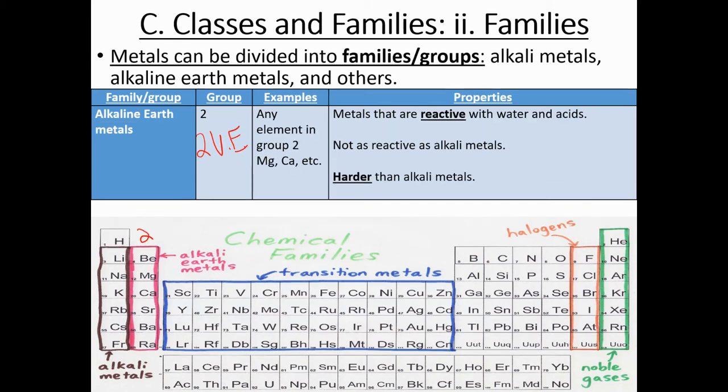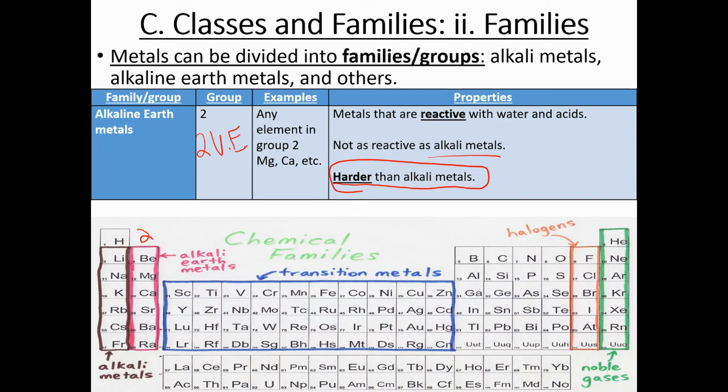Now, group 2 metals, they are reactive with water and acids as well, but just not as reactive as the alkali metals based on the number of valence electrons. And they're not as soft as alkali metals either. They're actually harder than alkali metals. So these are some typical common properties you'll often hear about the metals in group 2. But they are very similar to each other. Group 2, so beryllium has similar properties to magnesium, to calcium, so on and so forth, all the way down. And then in group 1, lithium is similar to sodium, similar to potassium, so on and so forth.